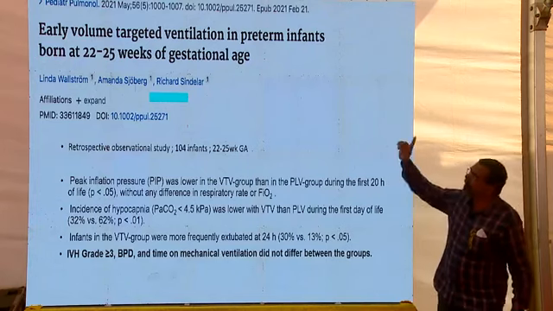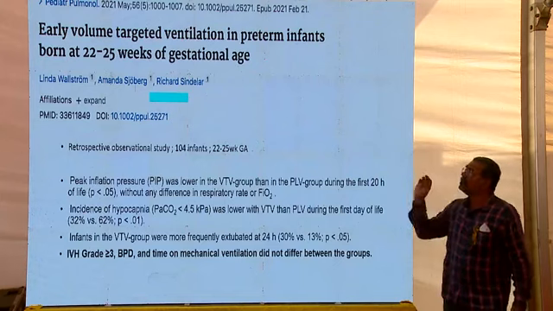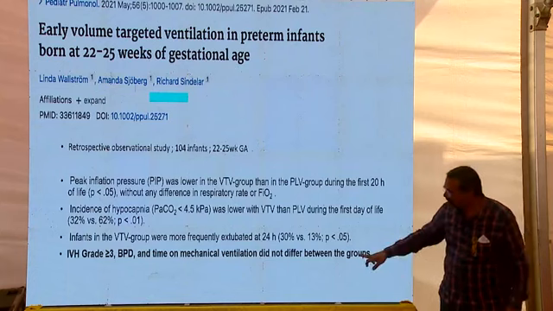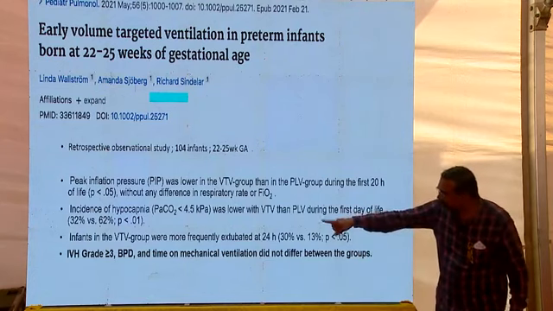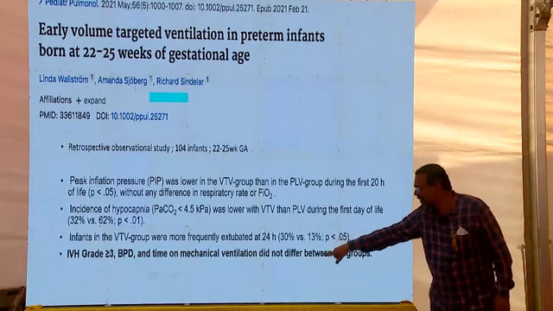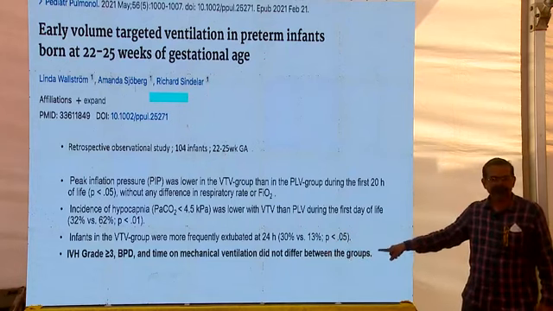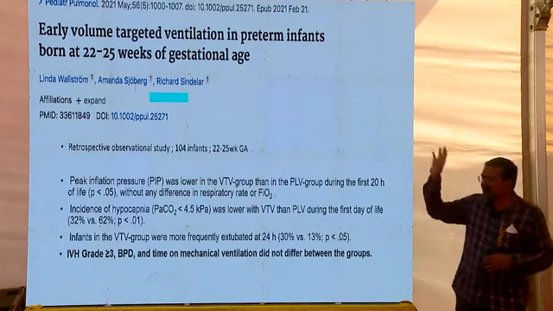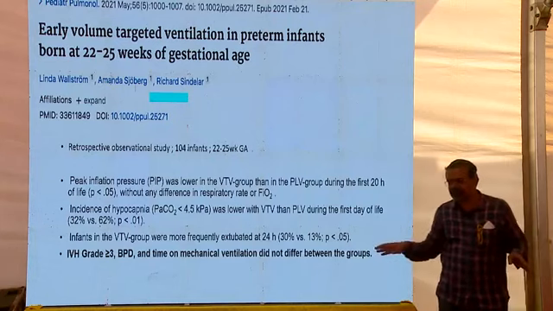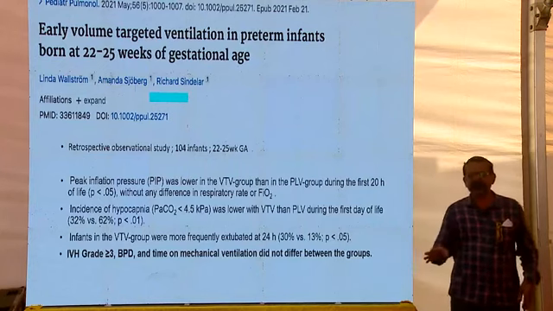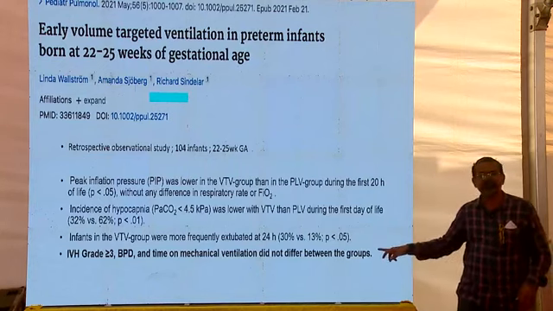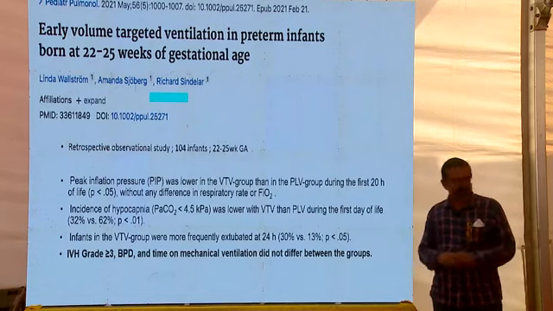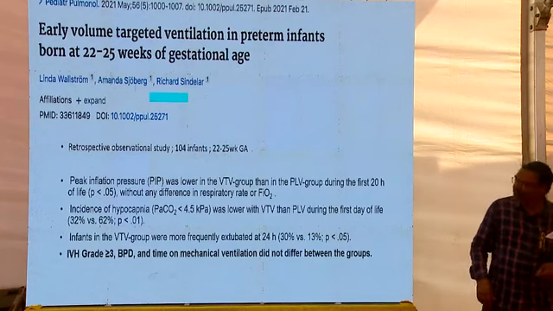Now in this 22 to 25 week gestation age group, they compared early volume targeted ventilation with pressure ventilation. What they observed is that IVH grade 3, BPD, and time on mechanical ventilation did not differ between the groups. This is the most difficult ventilation, and this particular group is one where lungs cannot be normal at all. Lungs are definitely abnormal. They have severe surfactant deficiency, where volume and pressure are the same. So pressure and volume both have advantages and disadvantages, and we have to choose wisely. Next one.